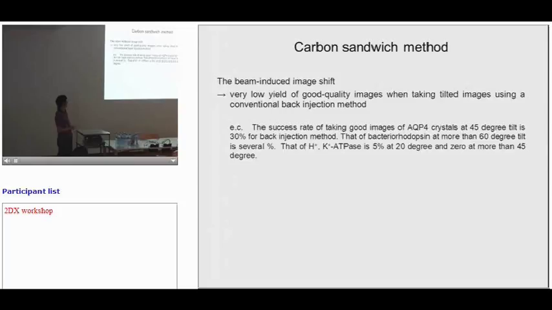That of proton potassium ATPase, which Abe-san in Fujiyoshi's lab in Kyoto University is working on, is 5% at 20 degrees and 0 at more than 45 degrees. So collecting good tilted images is really time consuming.